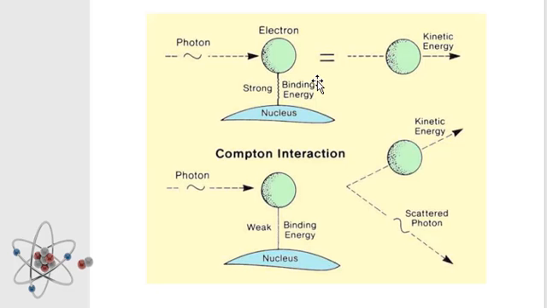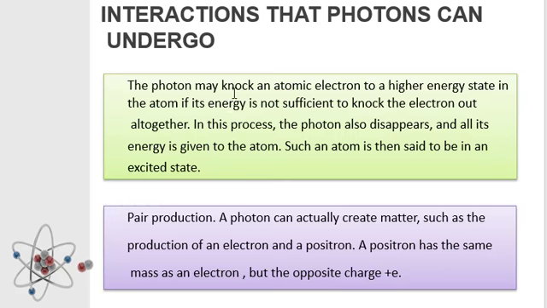That is another interaction. Next, the photon may knock an atomic electron to a higher energy state in the atom if its energy is not sufficient to knock the electron out altogether. In this process, the photon also disappears, and its energy is given to the atom. Such an atom is then said to be in an excited state. Let me show you an illustration of that.